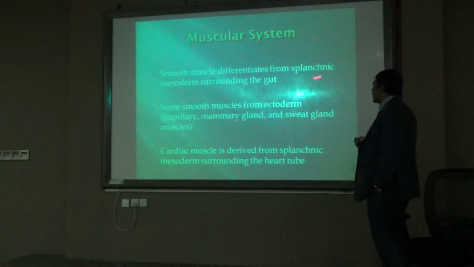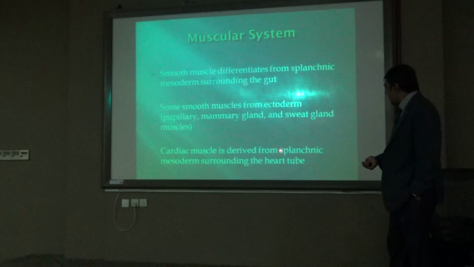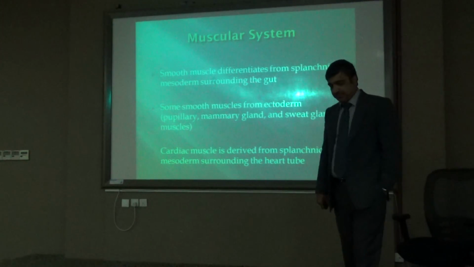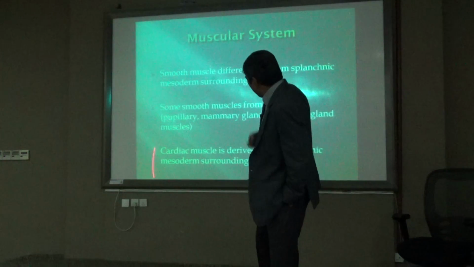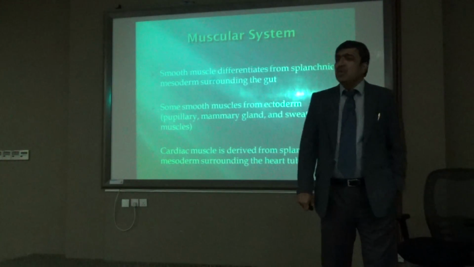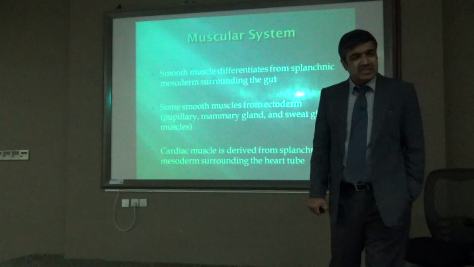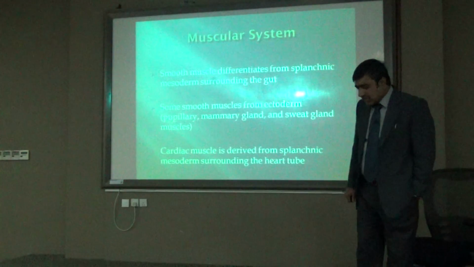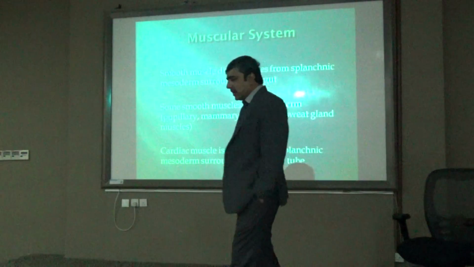Smooth muscle differentiates from splanchnic mesoderm surrounding the guts. Cardiac muscle is derived from splanchnic mesoderm surrounding the heart tube. Let me explain both of these to you at this stage. Did you study the GIT until now? No, no, it's in third year, I think. Yeah, so that's why you don't know the development of the GIT.